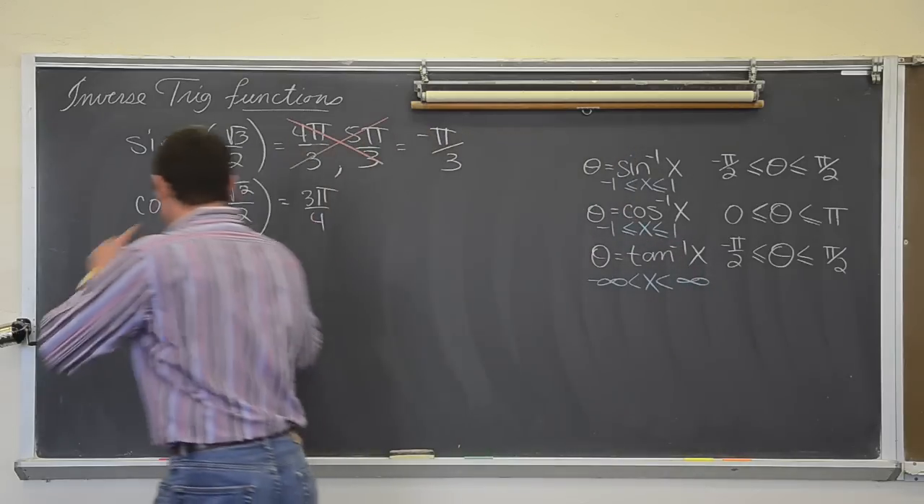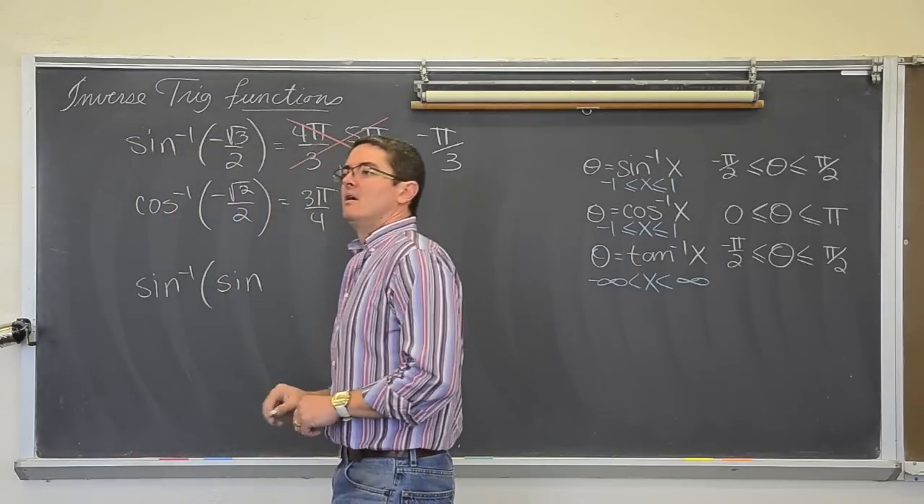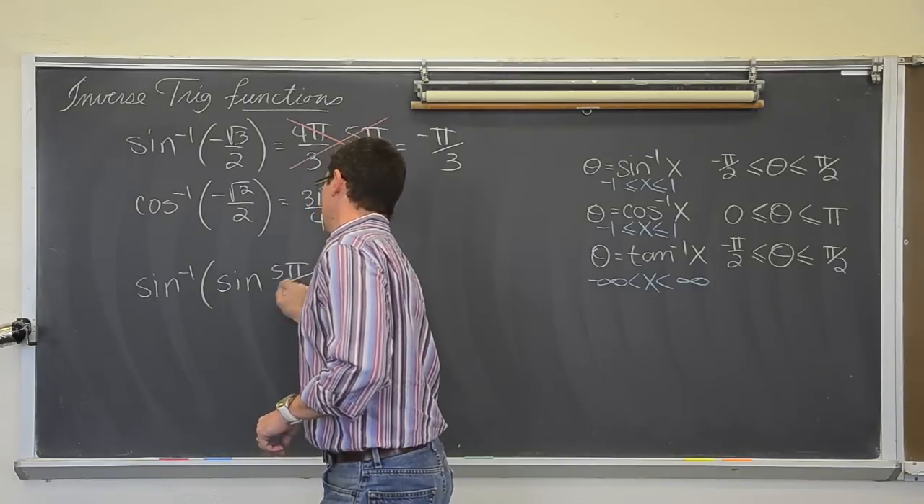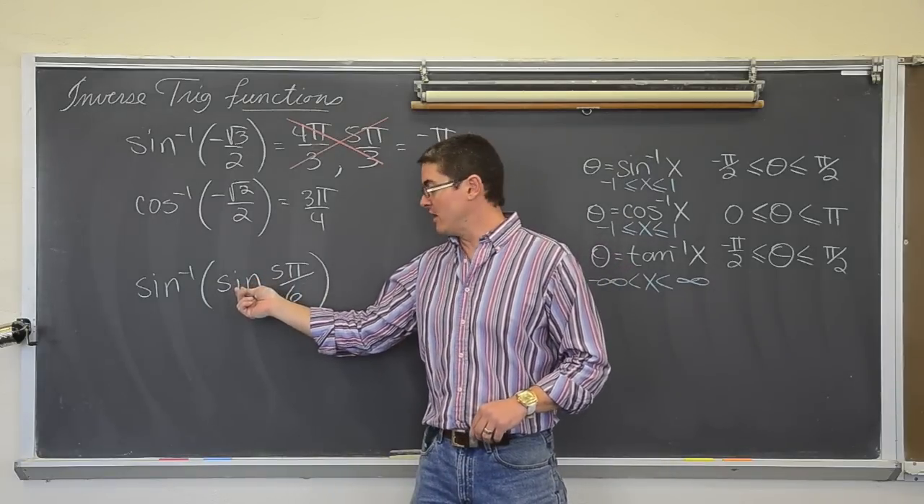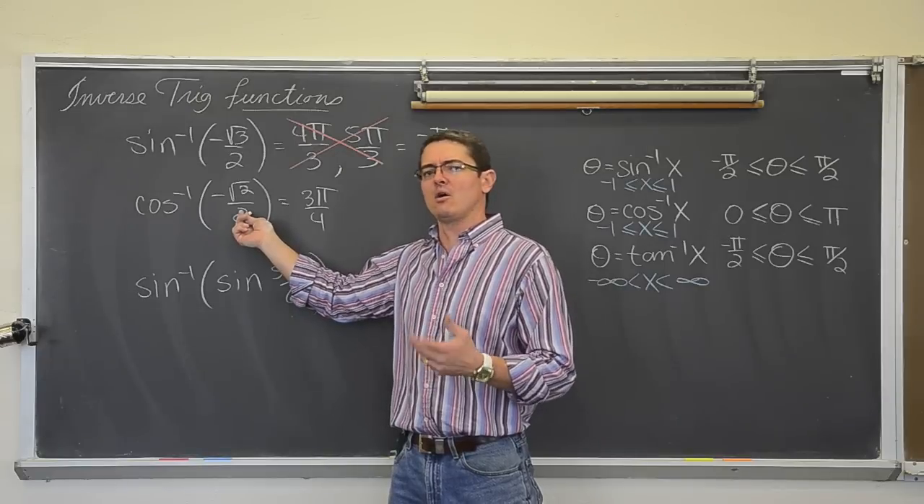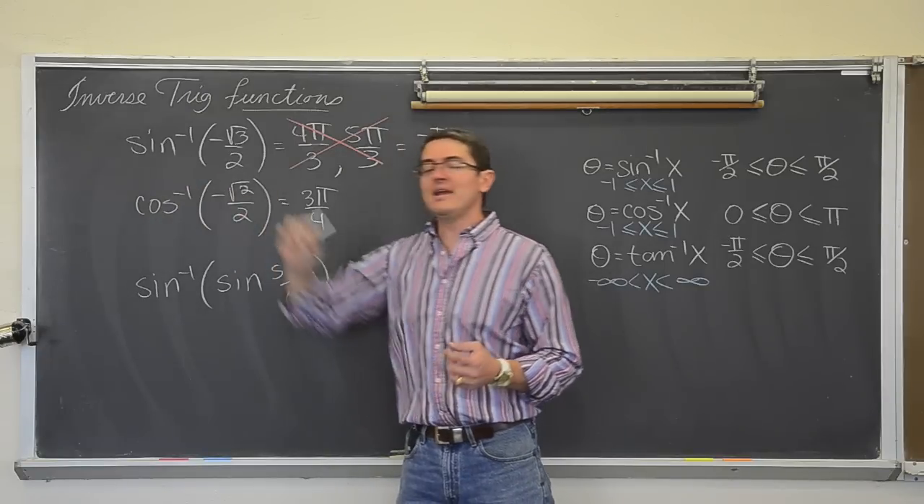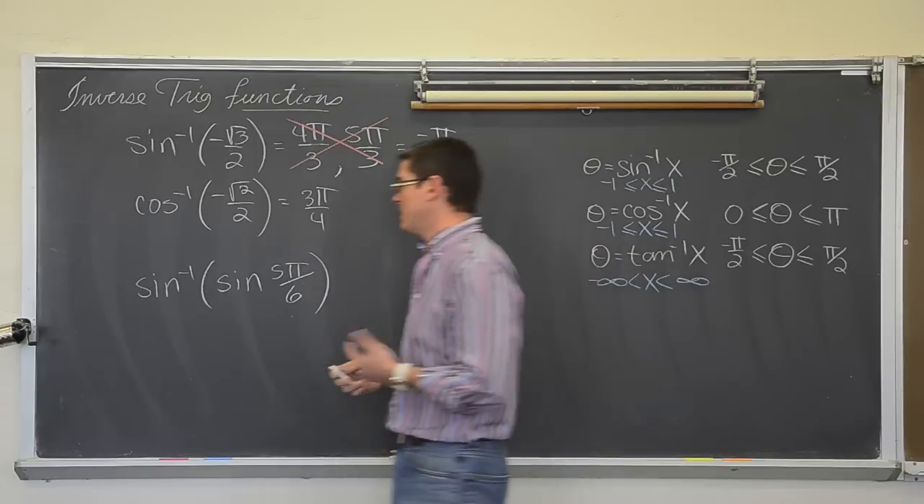Let's take a look at the inverse sine of the sine of 5 pi over 6. Now remember, you put angle measures into trig functions and you put the sides of a triangle, the ratios x over r, y over r, whatever, into your inverse trig functions. So the sine of 5 pi over 6 is again 1/2.